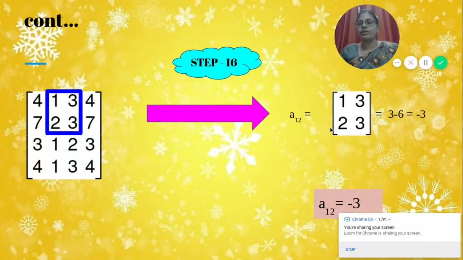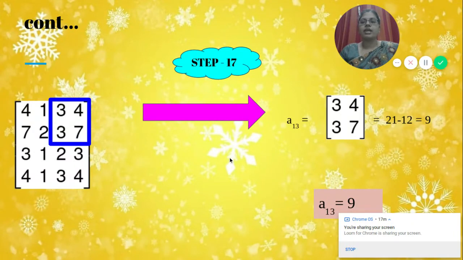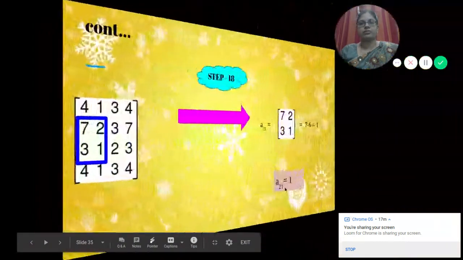To find A12, I have taken the 2 cross 2 matrix 1, 3, 2, 3. 3 1s are 3, 3 2s are 6. So 3 minus 6 is equal to minus 3. A12 is equal to minus 3. To find my A13, I have taken this 2 cross 2 matrix, 3, 4, 3, 7. 3 7s are 21 minus 4 3s are 12, that is equal to 9. A13 is equal to 9.